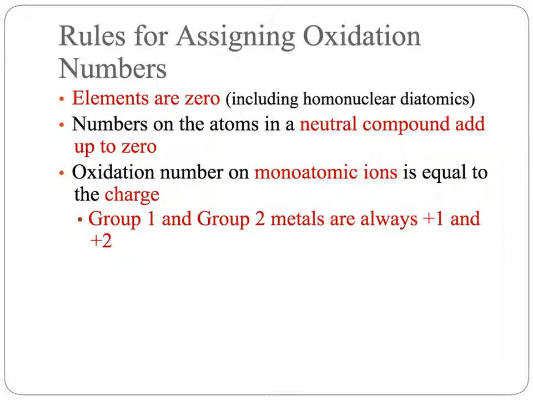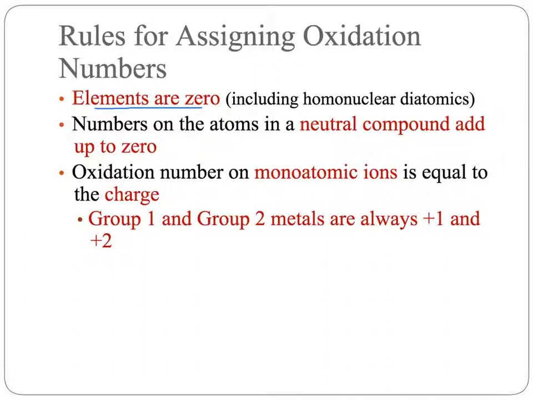There are certain rules for assigning oxidation numbers, and you need to memorize these rules in order to be able to do the problems. All free elements are zero. This includes elements that exist as a single atom, as well as the homonuclear diatomics, oxygen, nitrogen, chlorine, the ones that are present in their natural state as two of the same atom bound to each other.